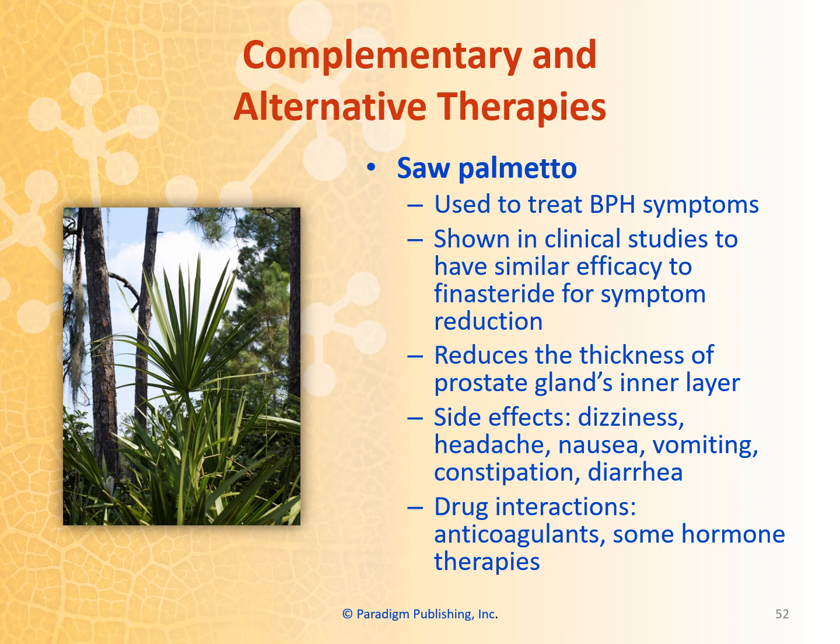Complementary and alternative therapies. This is saw palmetto. It's used to treat BPH symptoms. It's shown in clinical studies to have similar efficacy to finasteride for symptom reduction. Reduces the thickness of the prostate gland's inner layer. Some side effects can include dizziness, headache, nausea, vomiting, constipation, and diarrhea. And it will also interact with some anticoagulants and some hormone therapies.